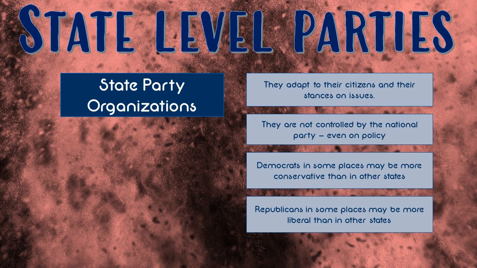So, if the national party adopts a policy stance that's not going to be popular in a state, the state is going to change their policy stance so that they can get more votes. We'll see Democrats in some states that are way more conservative than in other states, and we'll see Republicans in some states that are way more liberal than in other states. The Democrats are going to have to adapt to the places they're trying to win, and the Republicans are going to have to adapt to the places they're trying to win.